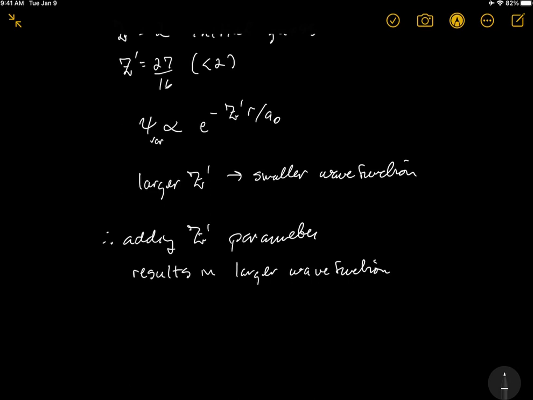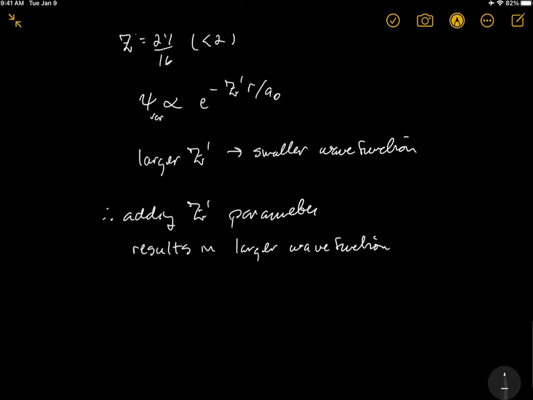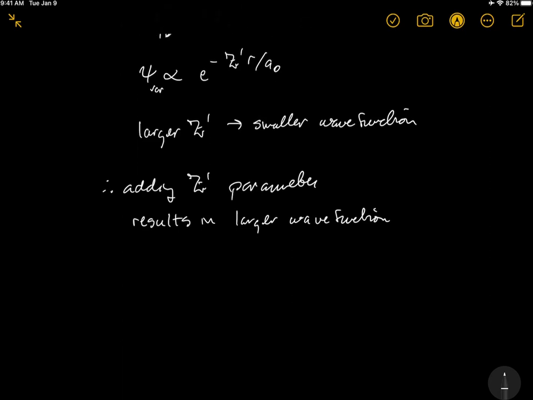Now we haven't actually changed the charge, right? It's a parameter. It's a parameter that represents electron-electron repulsion in an approximate way, essentially. And what happens is when we introduce that, we end up with a somewhat larger wave function, and that's because we have two opposing forces.